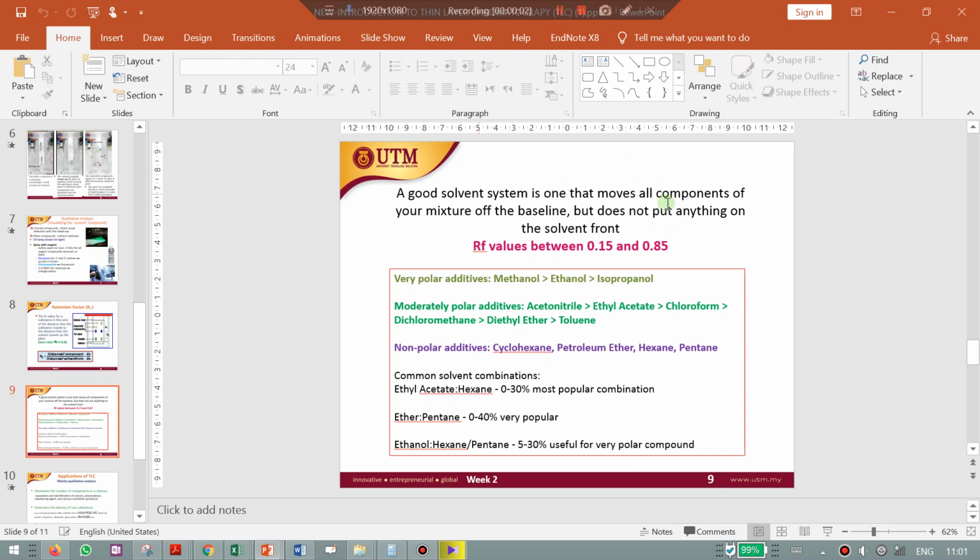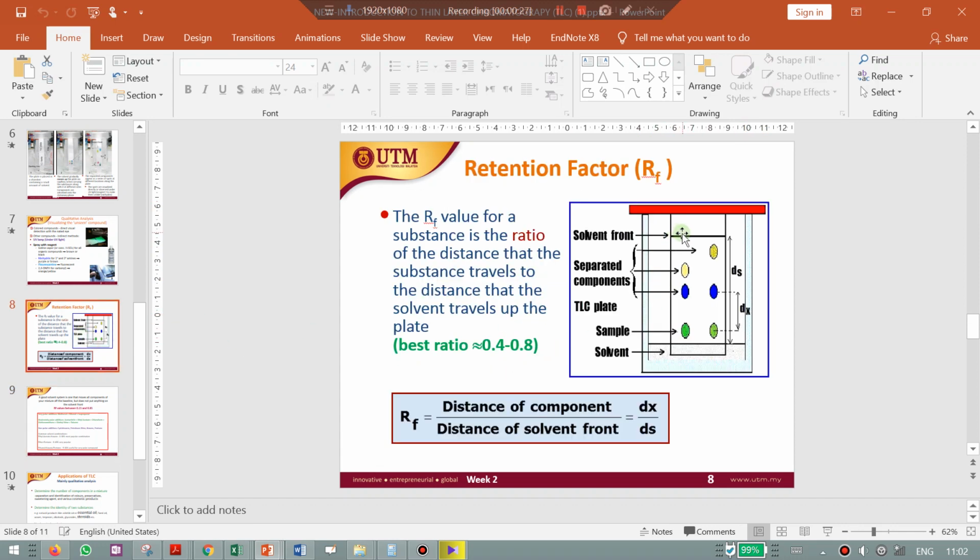Alright, the next slide. A good solvent system is one that moves all components of your mixture off the baseline, but does not put anything on the solvent front. Okay, apa solvent yang baik, dia boleh gerakkan semua components dalam you punya spot lah. Tetapi dia tak ada anything yang boleh bergerak dengan solvent front. Okay, your separated components should not have a similar distance with the solvent front. Dia sepatutnya bawah daripada solvent front lah, senang cerita.